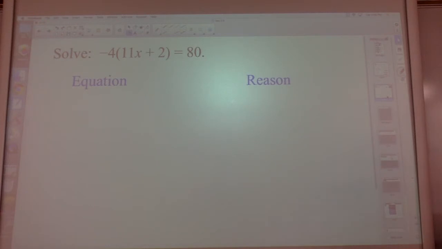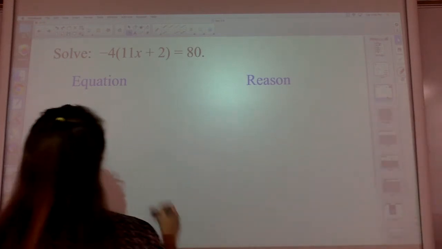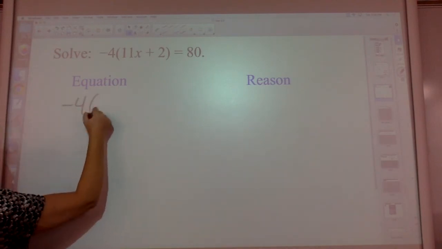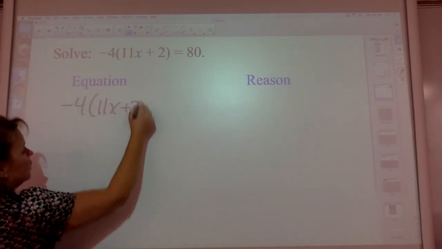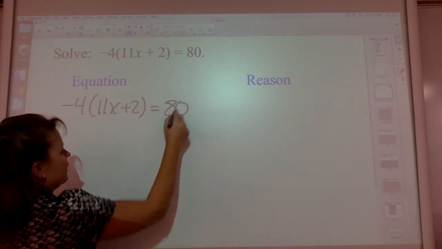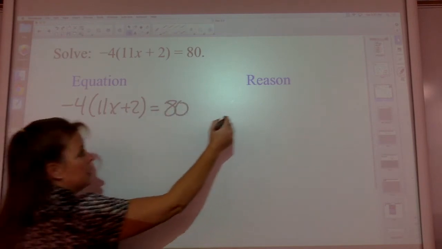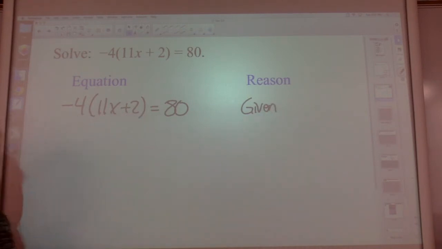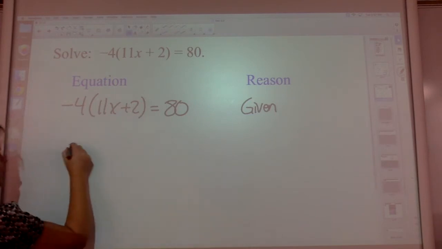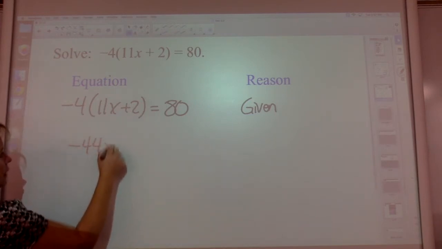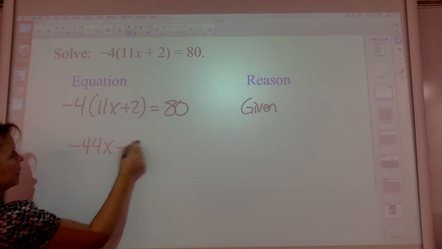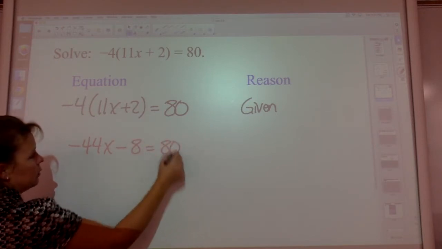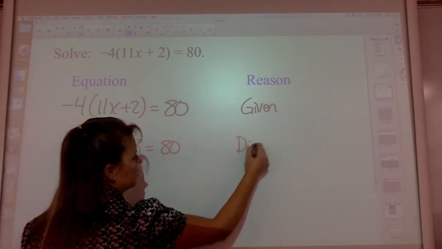Okay, we'll go ahead and start this one. Solve negative 4 times 11x plus 2 equals 80. Yep. You're going to ask me, do I have to write that down again? Yes, you do. You have to tell me that this is the start of your equation, and the reason for that is because somebody gave it to you. You have given information. If you want to show your work, show your work. If you don't need to, you can just go right to the next step. Negative 44x minus 8 equals 80, and that is the distributive property.